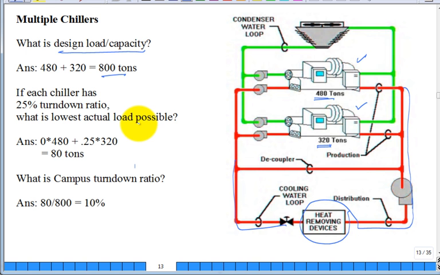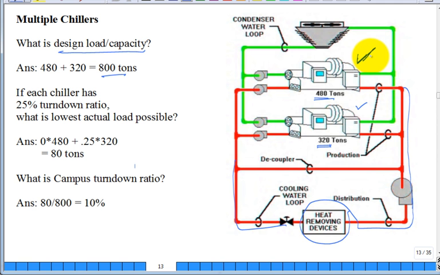Well, you have a very mild day. You need very little cooling out there in the campus. How low can you go? How low can you go? Well, you could turn this one down to 25% of 480 ton, or you could turn it off. But you can't turn it down more.